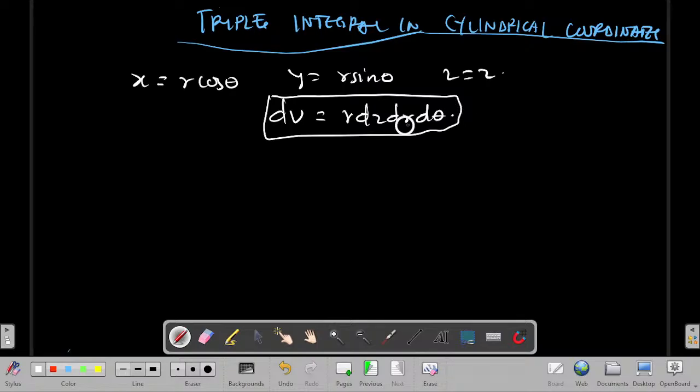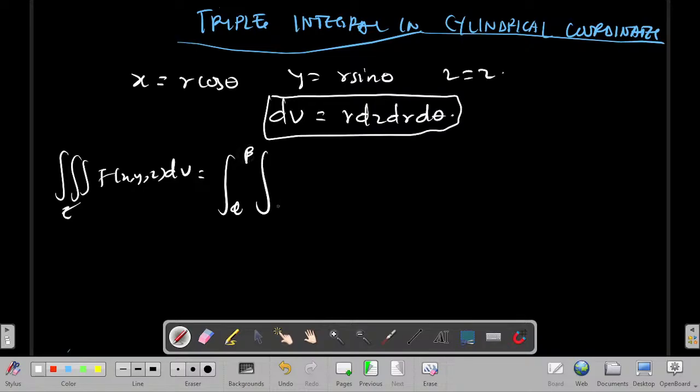Once this is done, our simple triple integral over the region E of a function f(x, y, z) dV would be equal to the outermost, remember, is theta, say from alpha to beta. Then our next will be r, right? So r will be a function in terms of theta, say h1 to h2 of theta. Then z will be the inner.